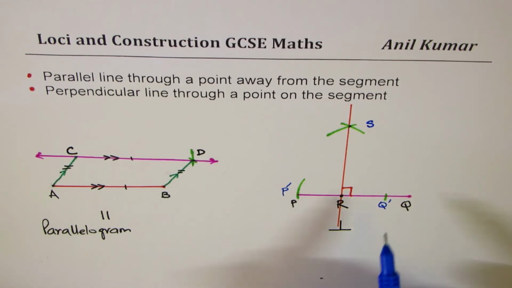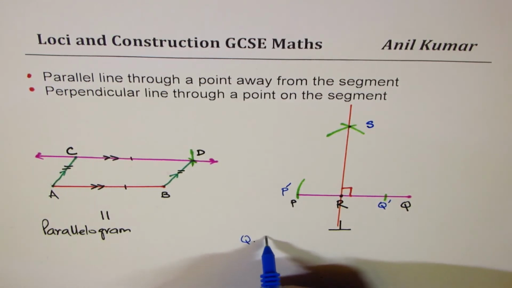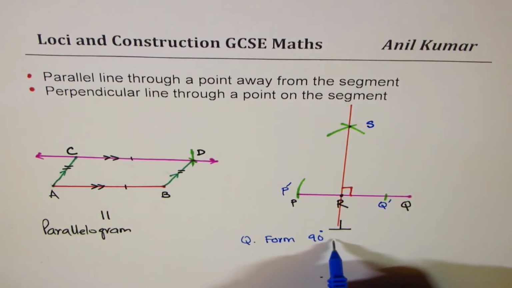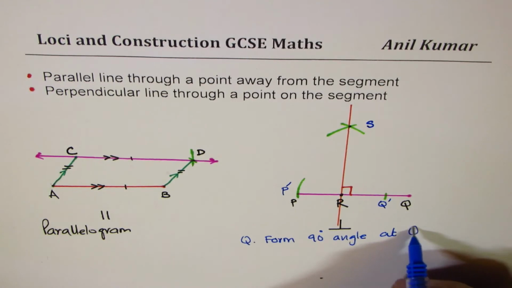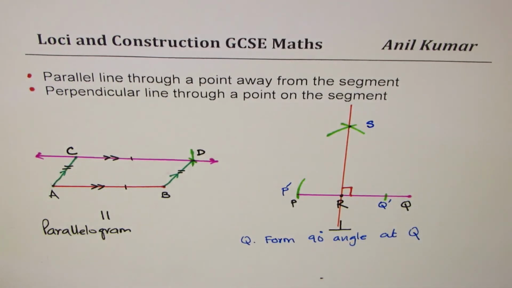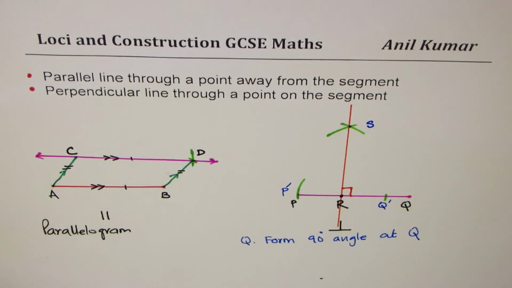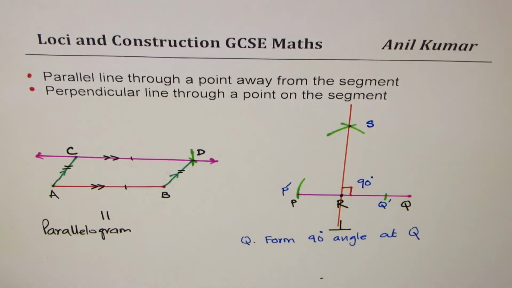So I hope the steps are absolutely clear, right? Now, as an exercise, I'll give a question here: form a 90 degrees angle at Q. So that is the question for you. You have to draw a line so that you get a 90 degrees angle at Q. You may follow the steps which we just used to draw perpendicular lines. Perpendicular lines means 90 degrees, correct? So I hope the concept is clear.